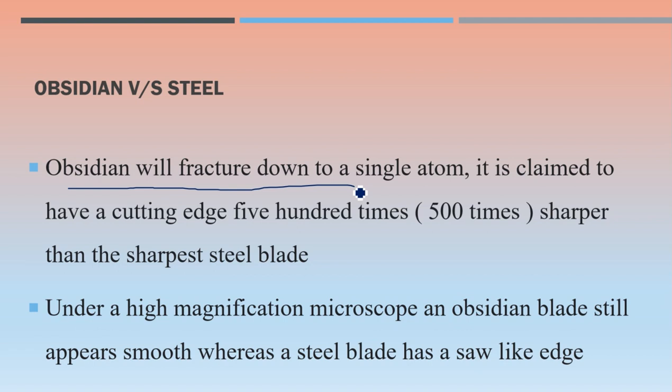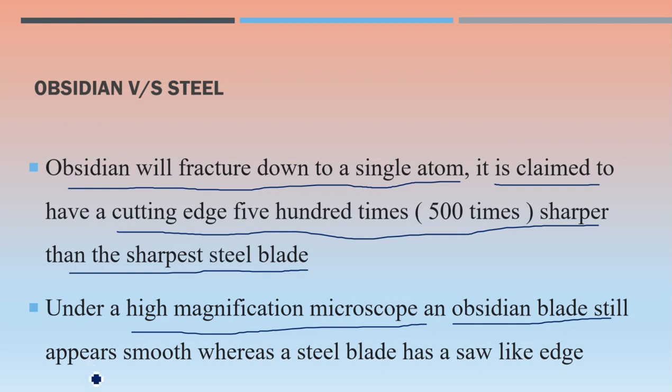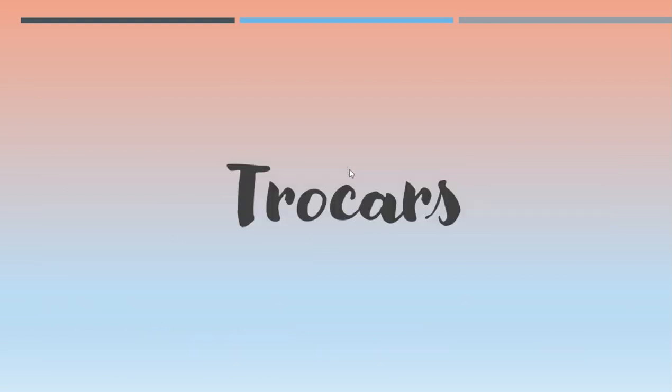We can fracture this obsidian down to a single atom, and that's why it is claimed to have a cutting edge 500 times sharper than the sharpest steel blade. Very interesting point. And even under a high magnification microscope, an obsidian blade still appears smooth, whereas a steel blade has a saw-like edge, right? So obsidian versus steel, obviously the obsidian is sharper compared to the steel blade.